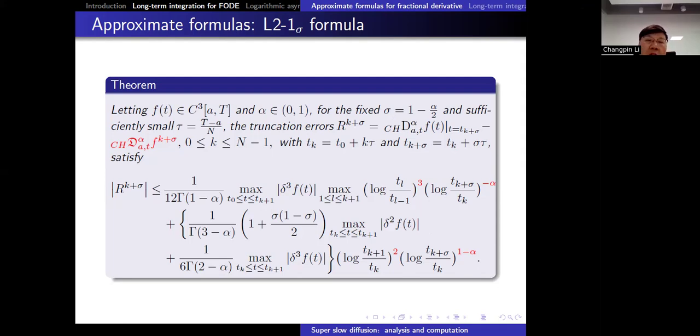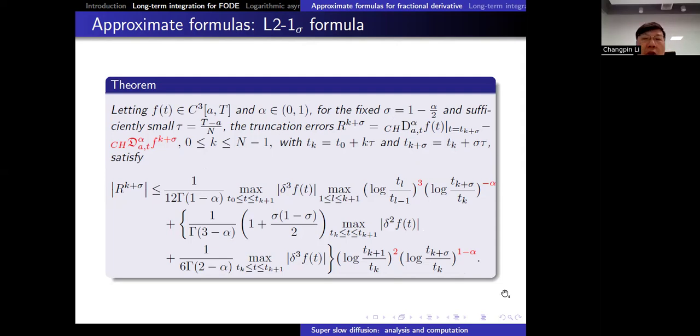So what is the difference between the L2-1 sigma formula and the L1-2 formula? For the L1-2 formula, in the first sub-interval, the error order is 2 minus alpha. For the following sub-intervals, the error order is 3 minus alpha. But for the L2-1 sigma formula, it has the following estimation. But this is not an integer node.